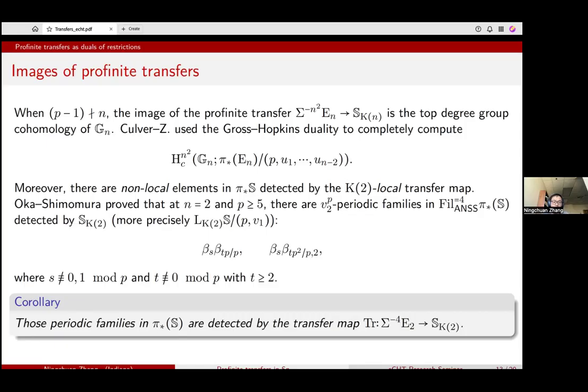So from their result, we can say at least at height 2, prime greater than or equal to 5, our transfer does say something that the classical J does not say, because the classical J only says things in Adams-Novikov filtration 1.